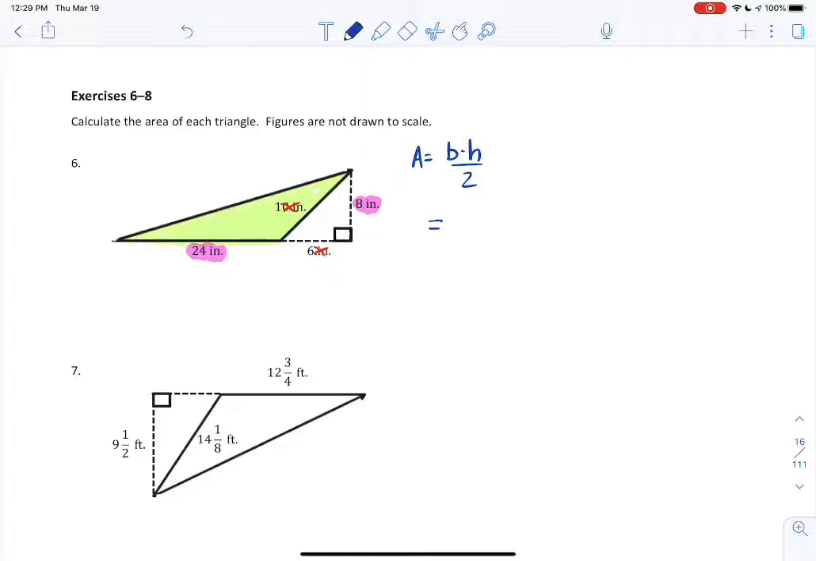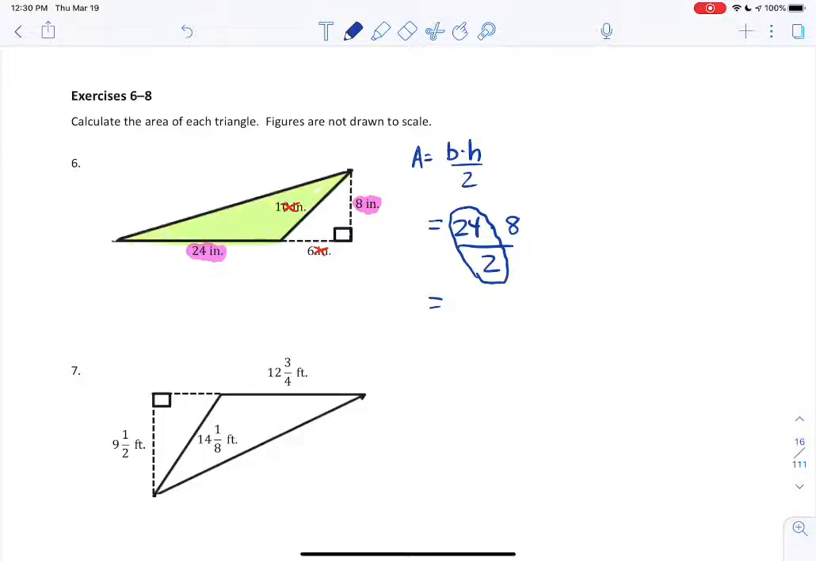The base we identified is 24. The height we identified is 8. And then I'm going to simply divide it by 2. A way that I like to do this with mental math is I like to take 2 of the numbers, any 2 that are really simple to me. And if I could divide it by 2, I just go ahead and do that.